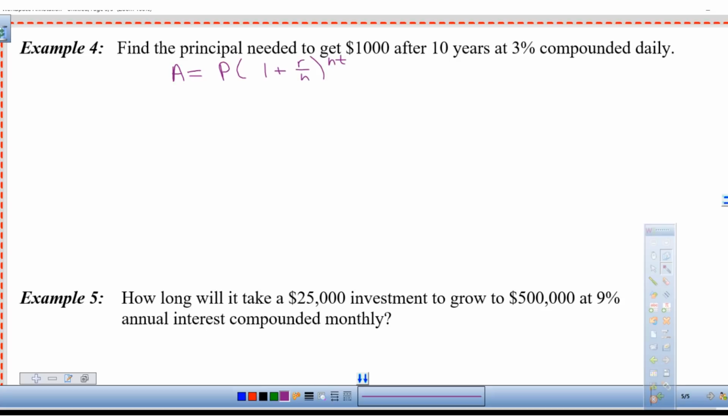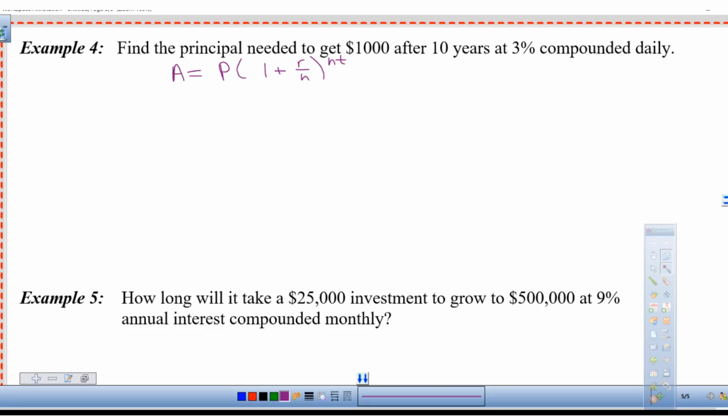Now everybody stop right there for a second. Look at all the variables I have. I have an A, I have a P, I have an R, I have an N, and I have a T. Okay, 5 numbers, 5 variables. One of those variables, just one of them, is going to stay a variable. I don't know which one yet. I have to read the problem. But whatever variable stays a variable, that's the guy that I'm going to solve for.